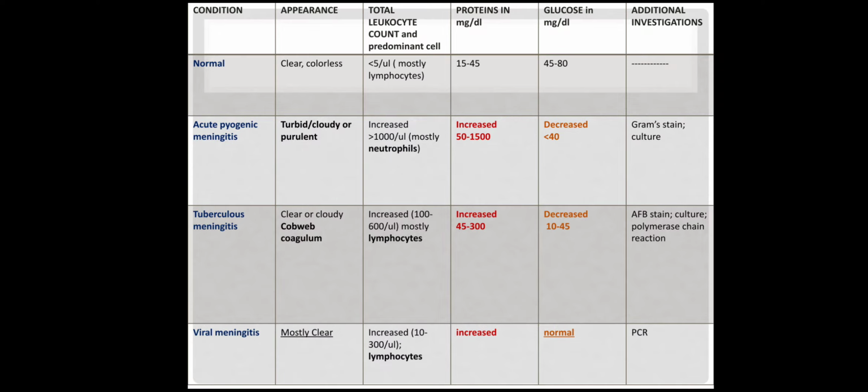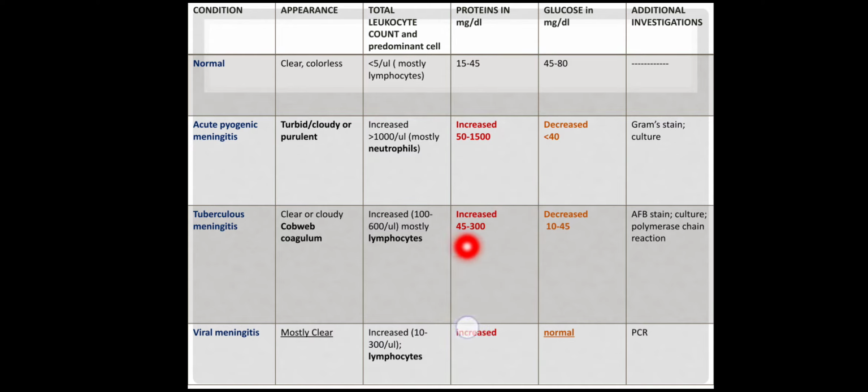Next, we come to the chemical examination. So the normal protein content of CSF is 15 to 45 milligram per deciliter. Now it is increased in case of acute pyogenic meningitis to a very high value, and it can be raised even up to 1500. Now in tubercular meningitis also the protein content is increased, but to a lesser extent as compared to acute pyogenic meningitis.